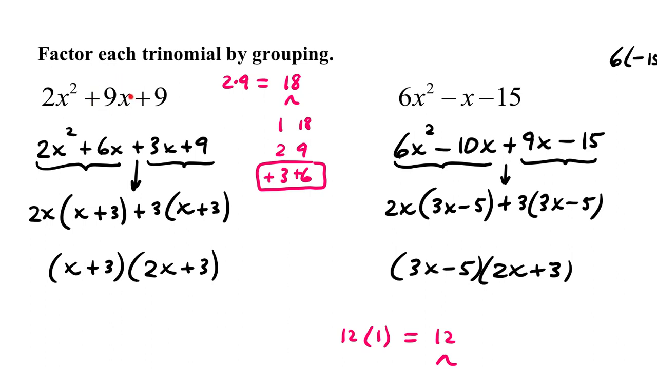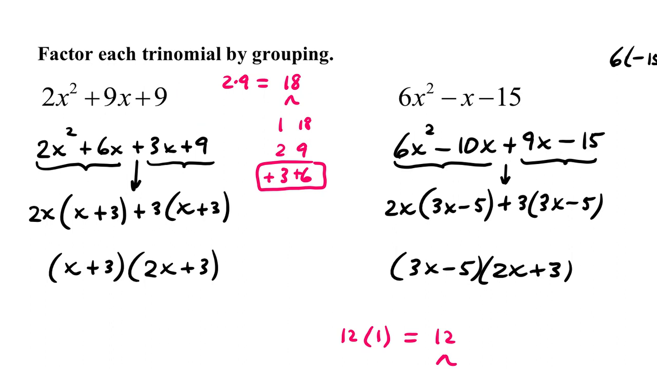You're going to split your middle term into this pair. So we have 2x squared. 9x you can write as 3x plus 6x or 6x plus 3x. It still has a value of 9x. And then your last term, positive 9, just bring it down.